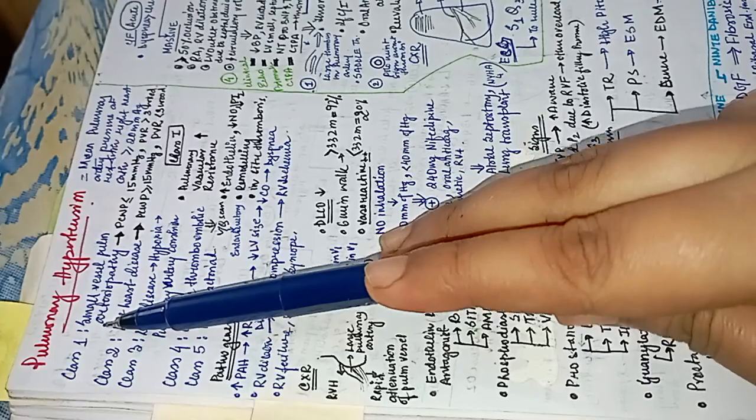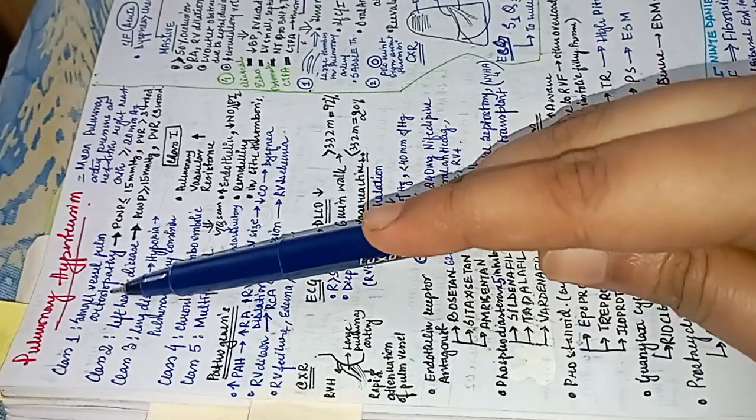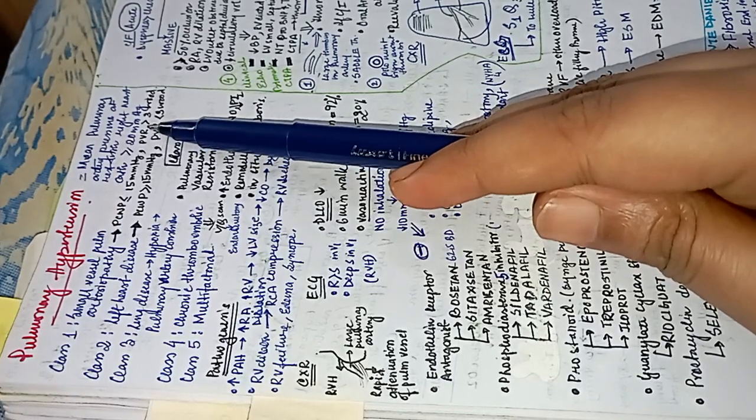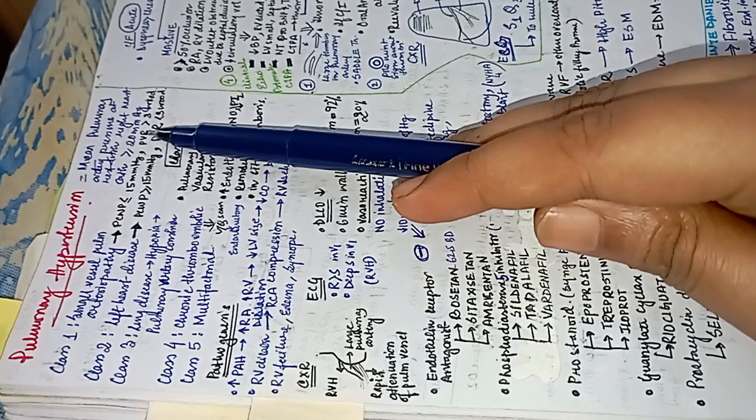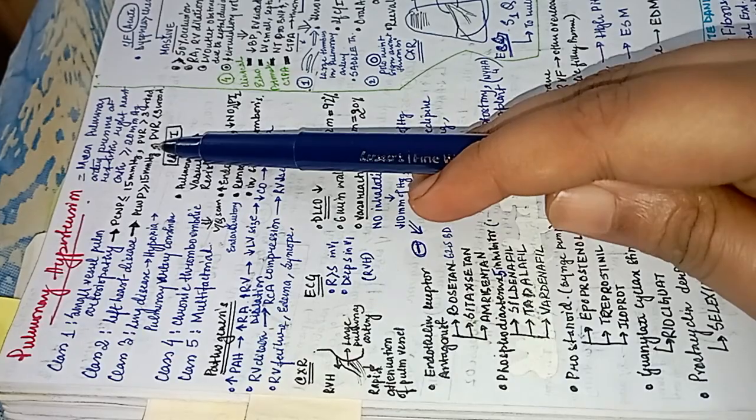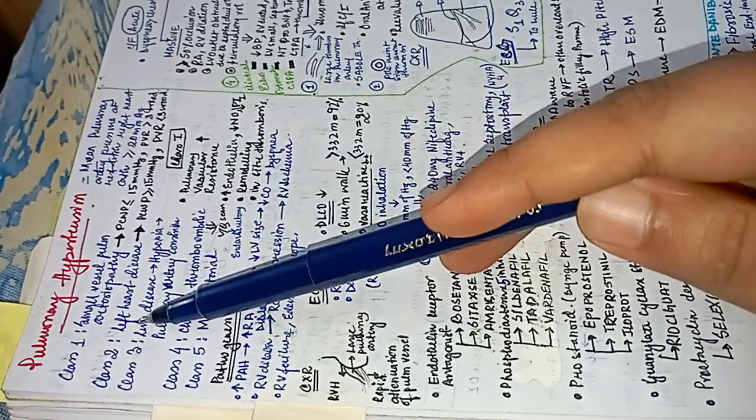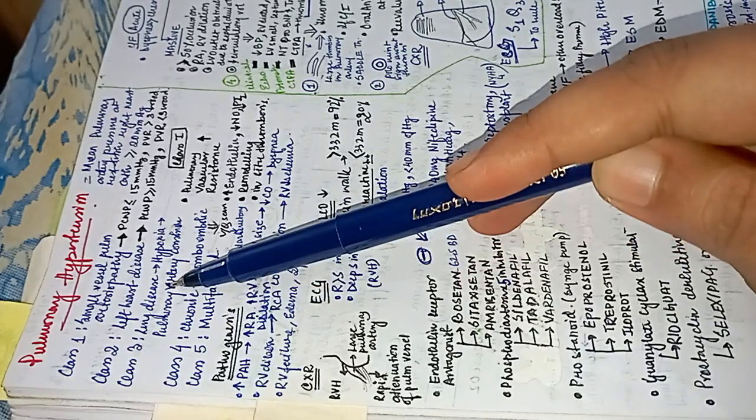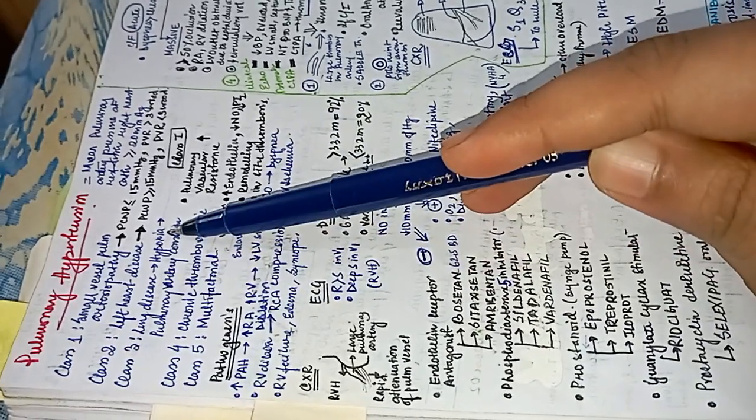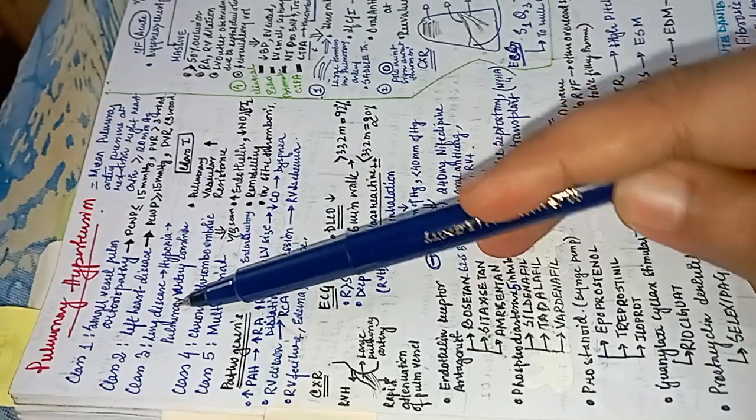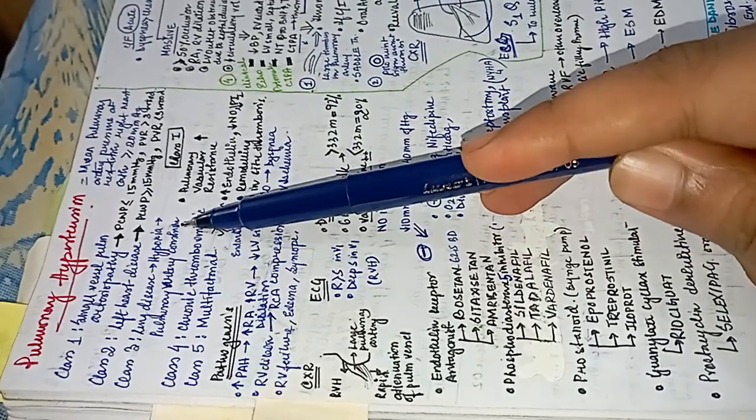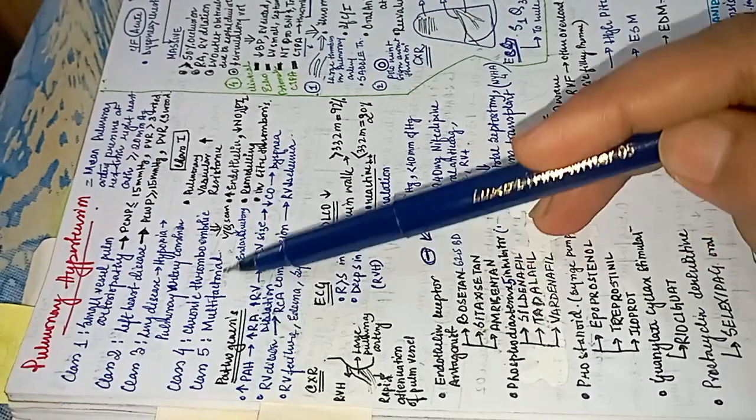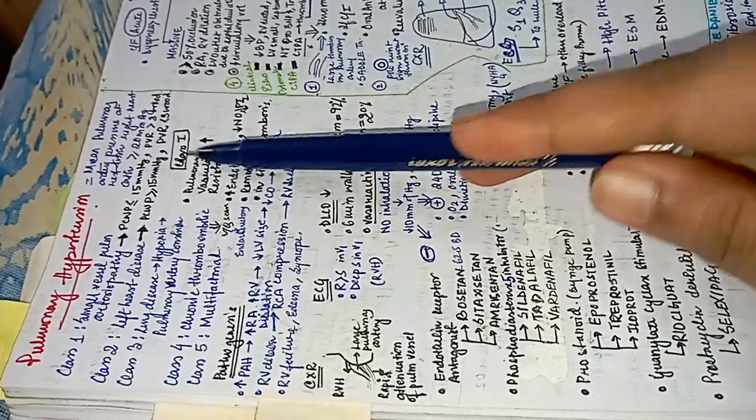So class 1 is small vessel arteriopathy, that is, the pulmonary vascular resistance is going to increase. Class 2 is left heart disease. Class 3 is lung disease with hypoxia causing constriction of the vasculature and increase in resistance. Class 4 is thromboembolism. Class 5 is multifactorial.